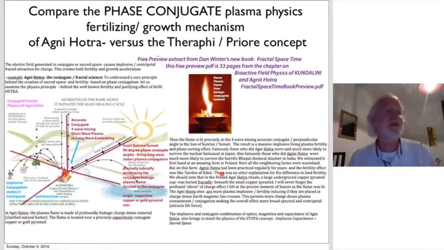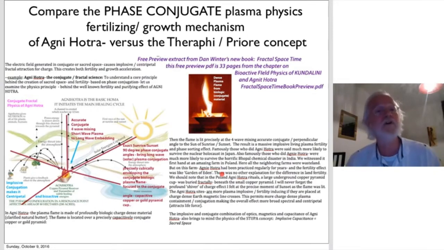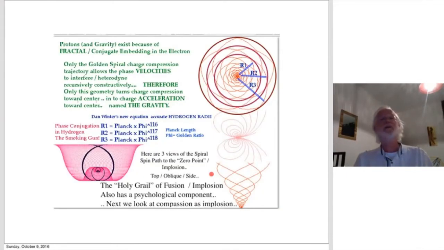In fact, it said that the survivors of the nuclear holocaust of Nagasaki and Hiroshima, the ones who practiced Agnihotra, were able to heal themselves. This is a legend in Japan, but now we know why, because phase conjugation is the opposite of radioactivity. So the phase conjugate physics of Agnihotra is an instruction to the plasma physics behind Theraphi. Truly, it's a beautiful concept to be understood in science.